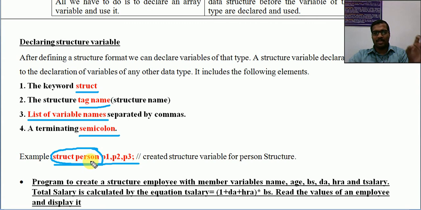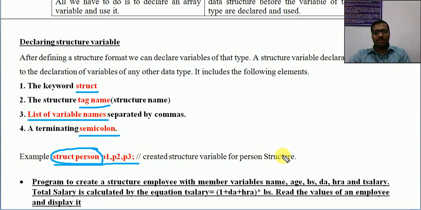So that data type must be available there. By default it is not there in the C system, so we have to create that. Then you use that data type. While using, you have to use the struct keyword, the name of that structure, then the names of variables separated by commas. So p1 is a record, p2 is a record, p3 is a record. Similarly, we can have n number of variables.